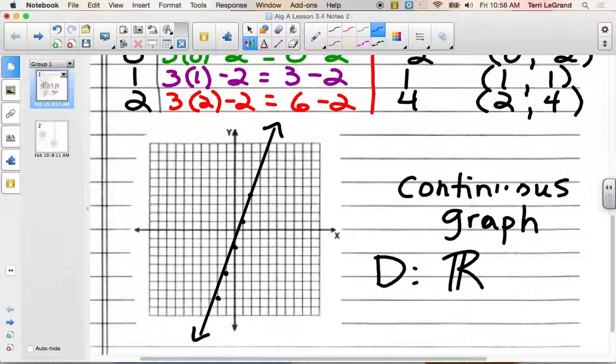Rose? Okay, so later in the lesson, when we're going to have to do discrete and continuous graphs together, how would you be able to determine between the two? Yeah, that's a good question. How would you be able to tell?